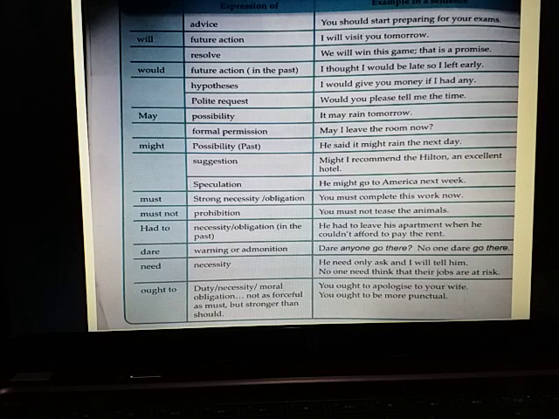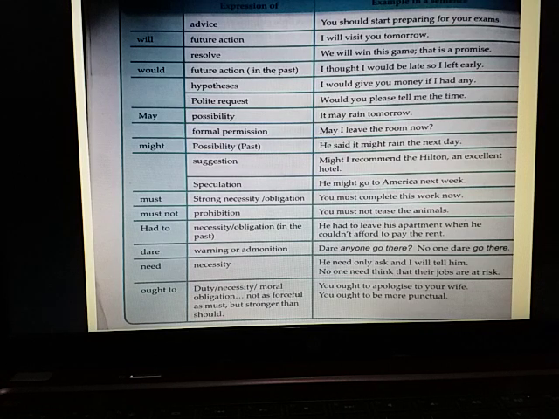Will, to show promise, intention, willingness, determination with the first person. To express request, invitation, insistence, characteristics or habit. Would, past form of will. It expresses past habit, request, wish, and an imaginary condition.